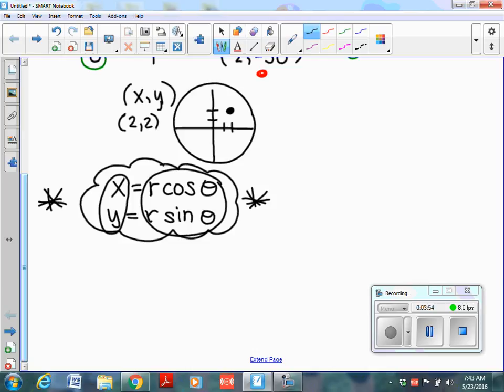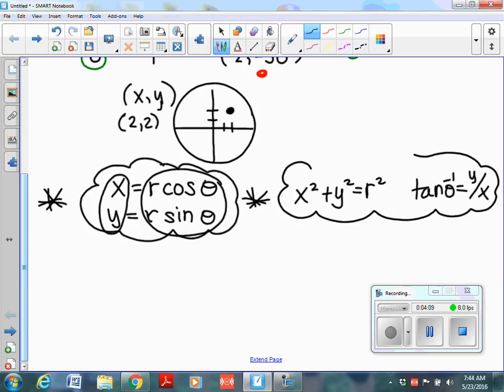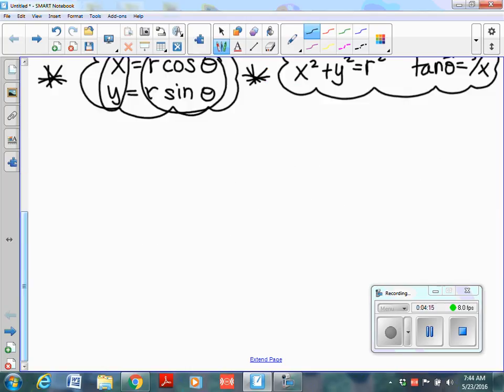Another thing you need to know is that x squared plus y squared equals r squared, and that theta equals the tangent inverse of y divided by x. You had all this, but you haven't had this for 2 years. So I'm just going to give you an example. I showed you how to do points. Now we're going to do equations. I'm just going to give you some examples.